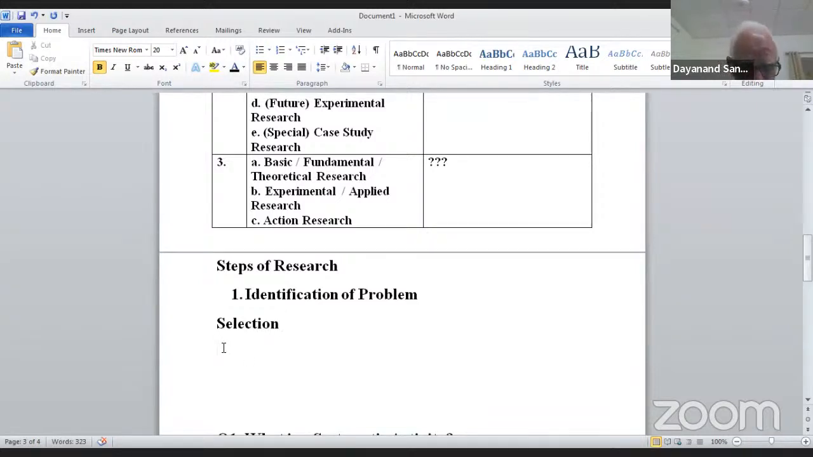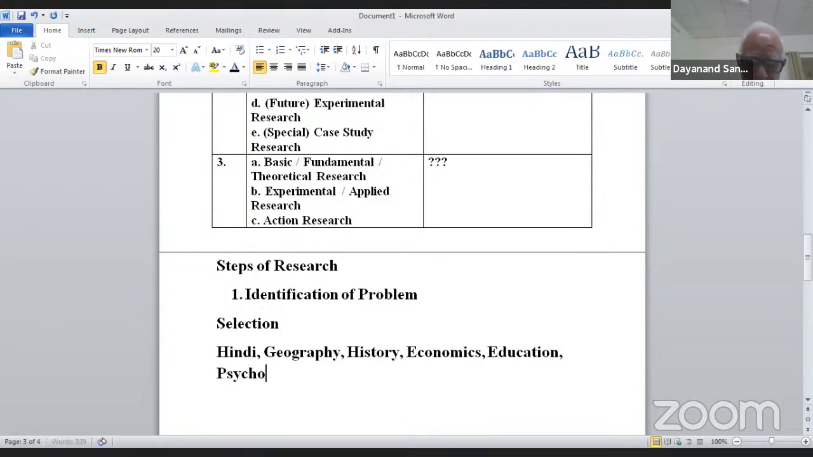I use it here. That here is Hindi, geography, history, economics, education, psychology, English, mathematics, computer science.